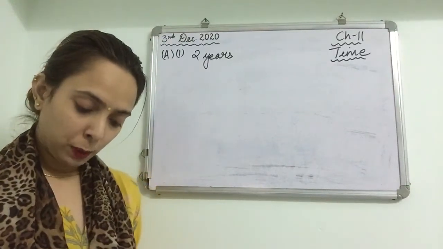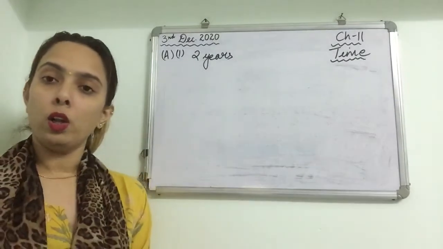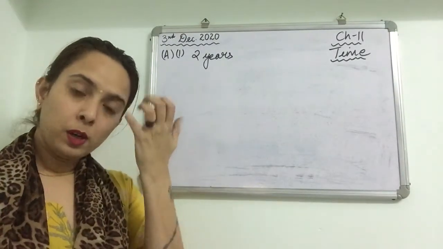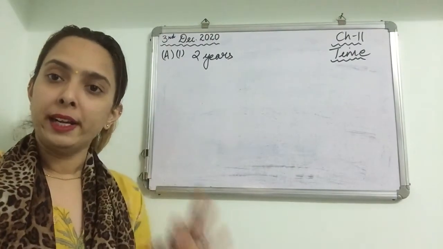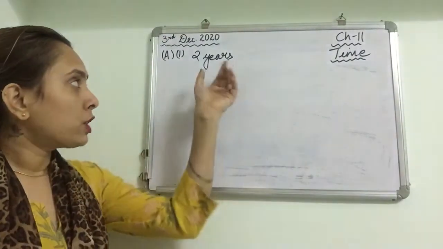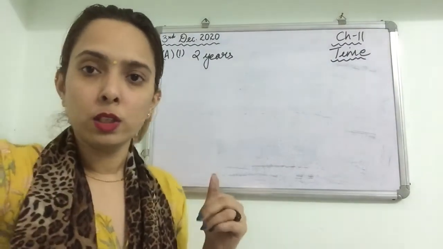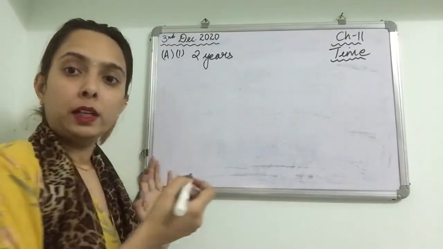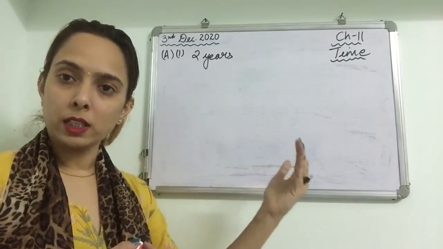So the very first question is convert into days. All the parts are given to you and you have to convert them into days only. First part is 2 years. You have to convert 2 years into days. So years are given to us. We have to find out the answer in days.